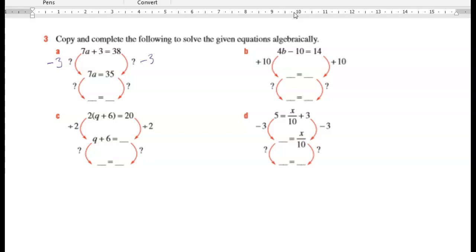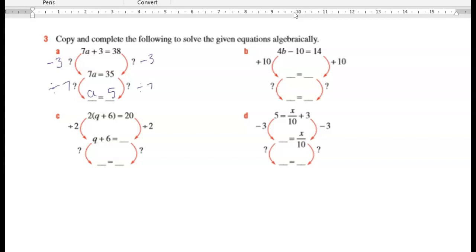And then we get rid of that 7 because it's 7 times a, we're going to divide both sides by 7. Okay, so we're left with 7a divided by 7 just gives you a, and then 35 divided by 7 gives you 5.